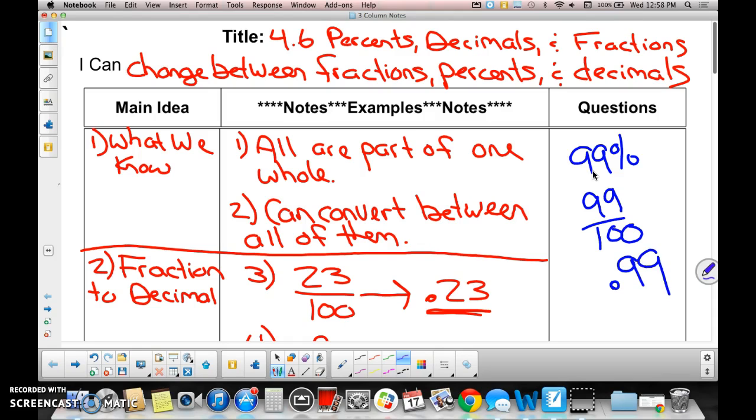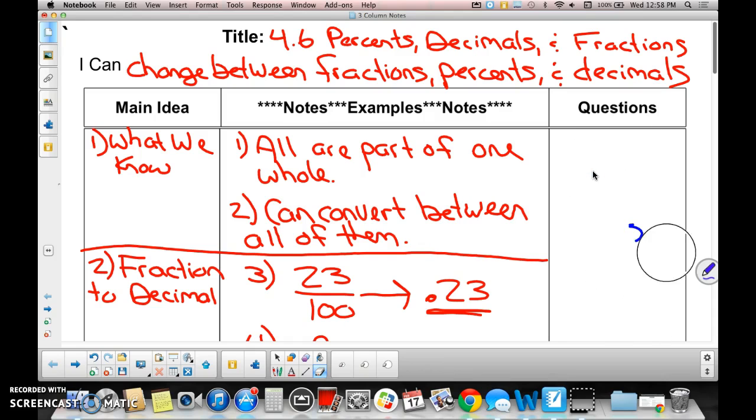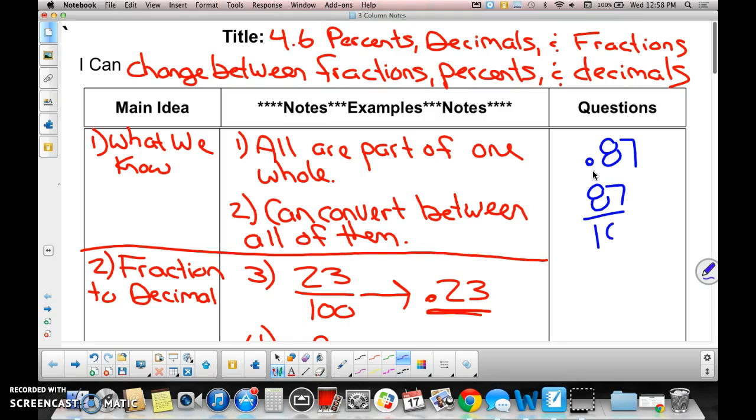Okay, so you guys can do percents to fractions and decimals, right? Yeah. And then if I gave you a decimal like 87 hundredths, how do you write that as a fraction? 87 over 100. And how do you write that as a percent? 87%. So you guys are really good at this, right? Yes or no? Yeah. Okay.